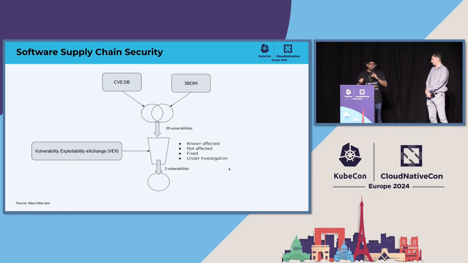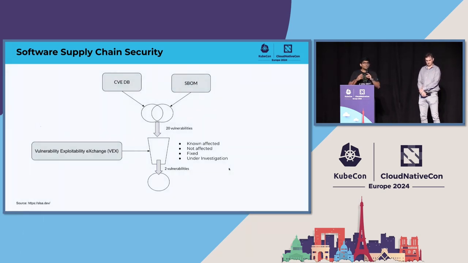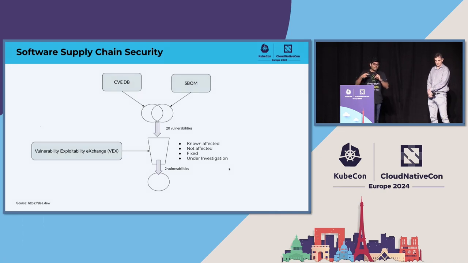There's another term called VEX, which is the Vulnerability Exploitability Exchange. It allows the publishers of projects or artifacts to provide information about whether there are mitigations, or whether the vulnerable portion of the code is not being called, or the feature is disabled, for example, so you're not affected by the vulnerability. There are multiple statuses: you are affected, you're not affected, you're fixed, or you're under investigation.